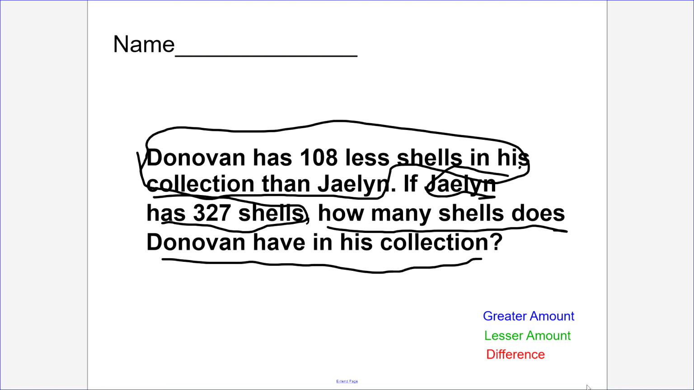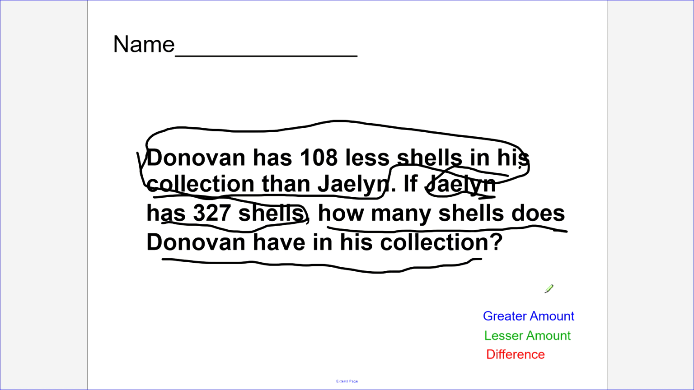Right away, third grade, we're going to read this problem again, and we're going to look for those difference words, the words that show we're comparing two different items. I'm going to read it again, and I'm going to be listening carefully to hear the difference words that show we're comparing. Donovan has 108 less shells in his collection than Jalen. If Jalen has 327 shells, how many shells does Donovan have in his collection?